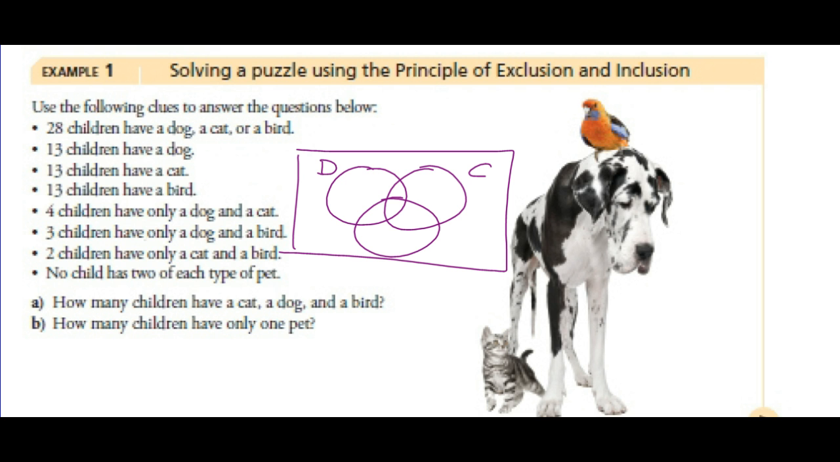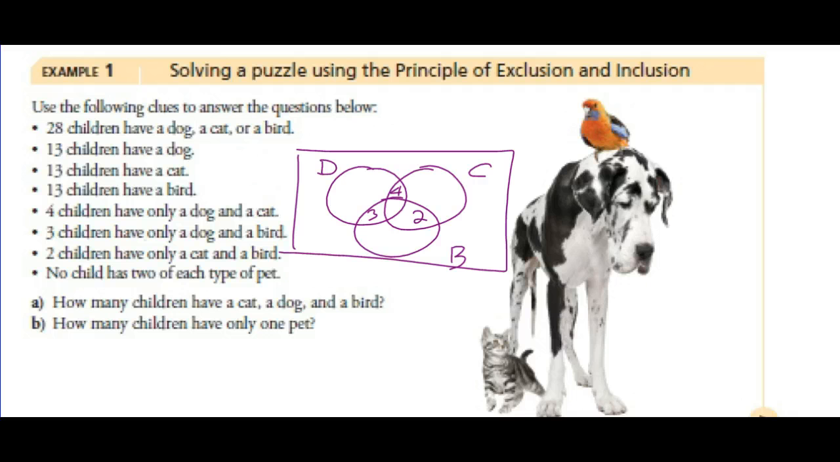There's 28 kids. Yeah, I ignored one piece of information, which was there are 28 children. Okay, so we start this off. 2 children have cat and bird. We put a 2 there. 3 children have dog and bird. We put a 3 there. 4 children have dog and cat. We put a 4 there.